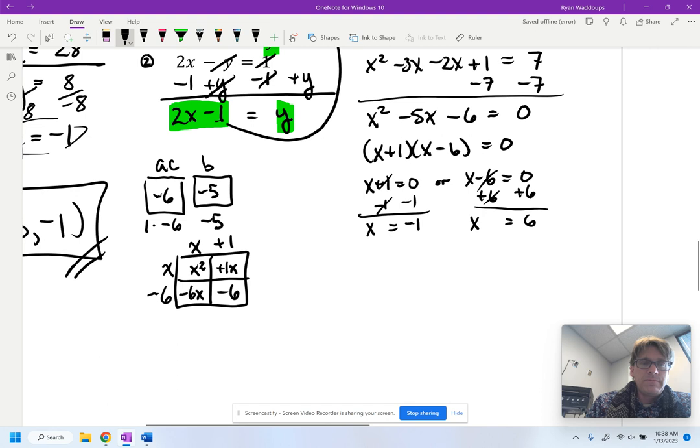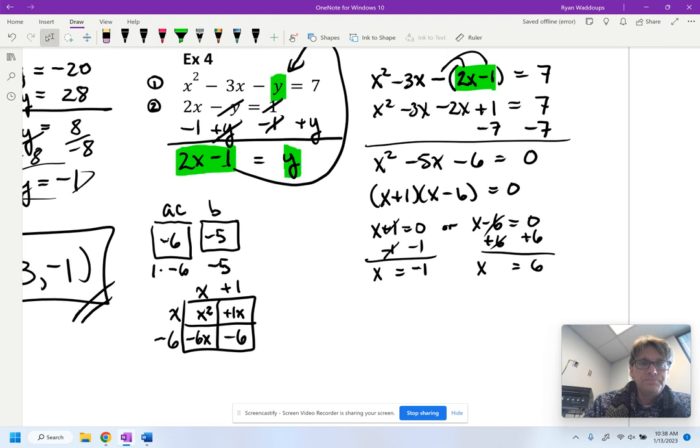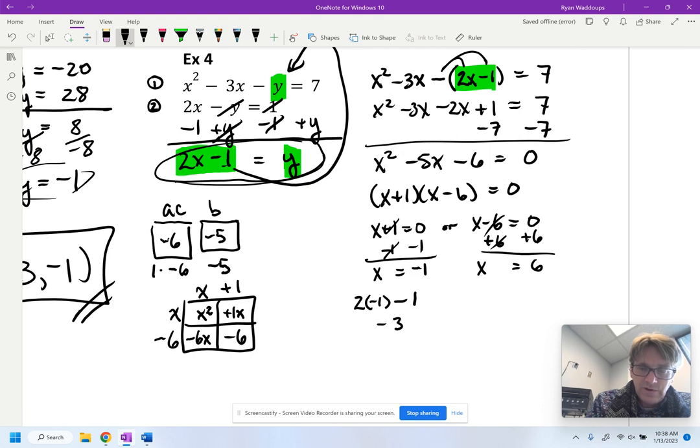I then can plug them in to get the corresponding y value. Because I already have this one solved for y, I'm going to use that to find the y values. So I say 2 times negative 1 minus 1. 2 times minus 1 is negative 2. Negative 2 minus 1 would be negative 3. And so one of the solutions is at negative 1 comma negative 3.